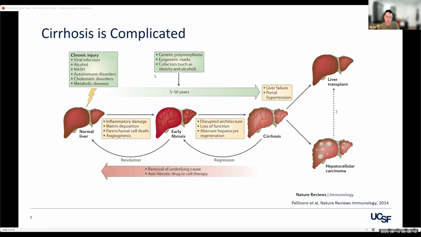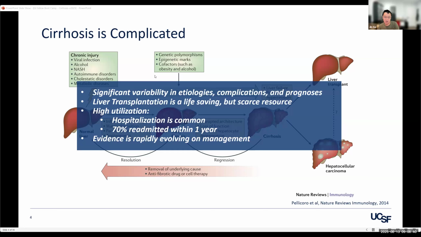To start things off, this is just an acknowledgement that cirrhosis itself is a very, very complicated clinical condition to manage within all of GI and also liver diseases. There are a lot of different etiologies. People progress at very different velocities and paces throughout their clinical journey. And the complications of cirrhosis are quite difficult to manage longitudinally, also in the acute setting. One of the problems that underpins cirrhosis management is that liver transplantation ultimately is the destination therapy that fixes the problem, but it's a scarce resource, and not every single patient will be eligible for transplant.